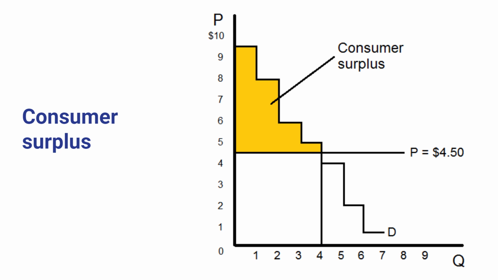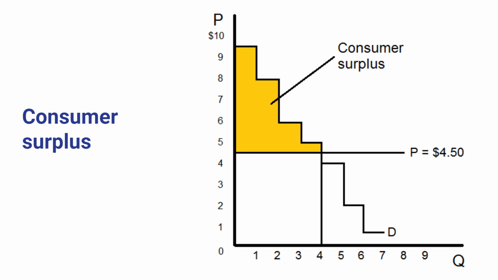Again, to see that, the first person who buys this good was willing to pay $9.50. That's how much it's worth to them. That's the maximum price they'd pay. They only had to pay $4.50. So they receive consumer surplus of $5, the difference between $9.50 and $4.50. The second person values it at $8. They had to pay $4.50.